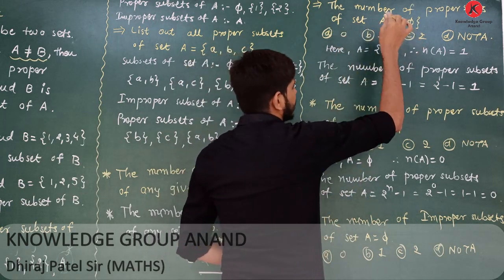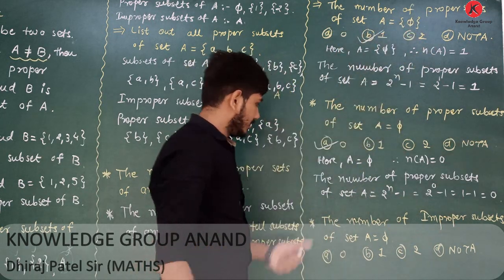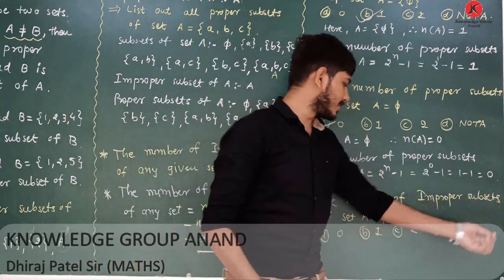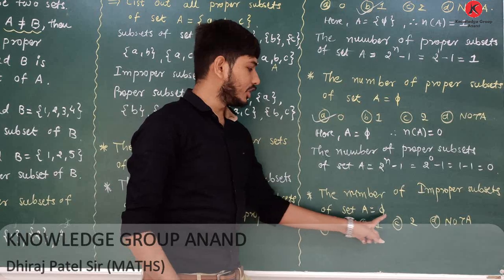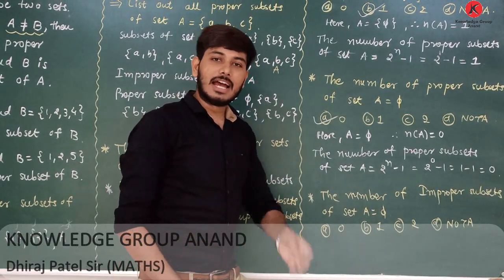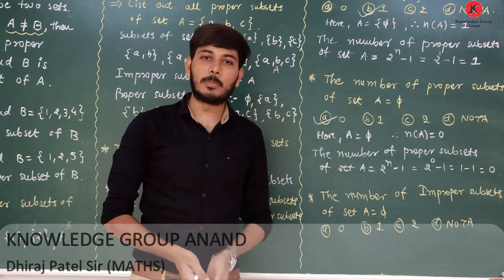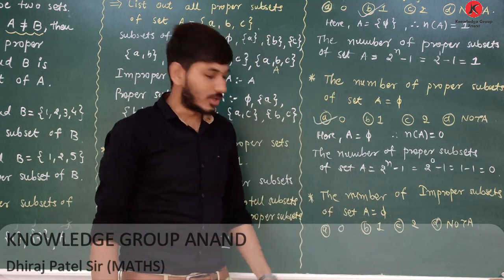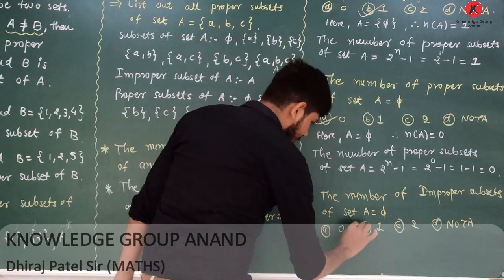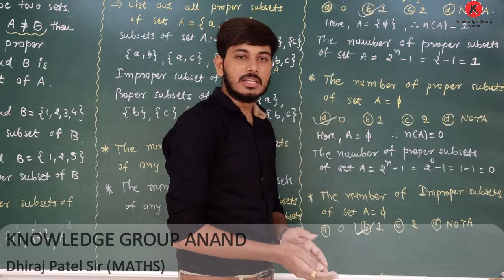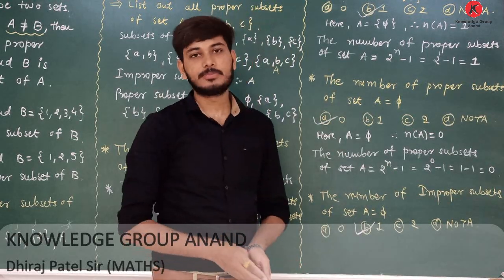For this, option B is right. Next one, the third question. The number of improper subsets of set A equals null set. So we know that there is one improper subset, which is the set itself only. Therefore, the number of improper subsets of set A is 1. Option B is right.